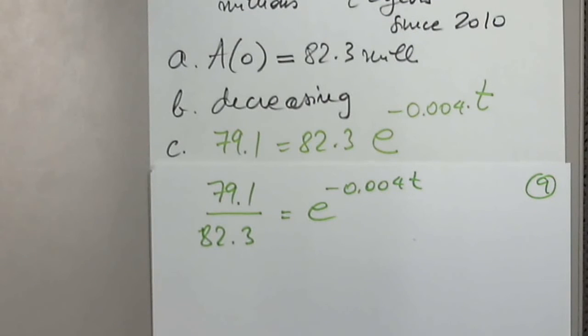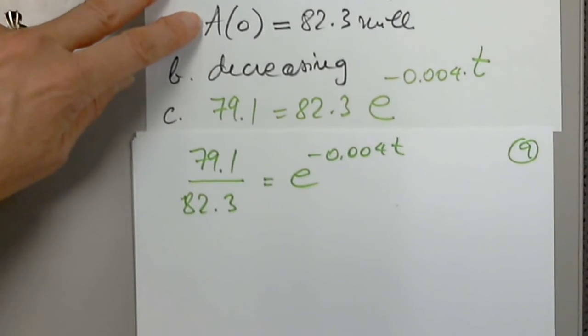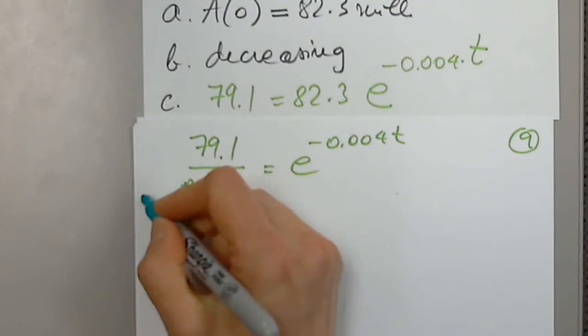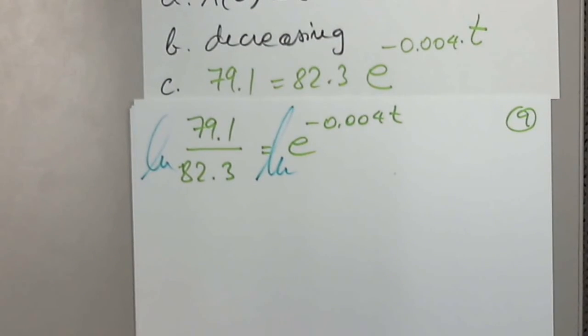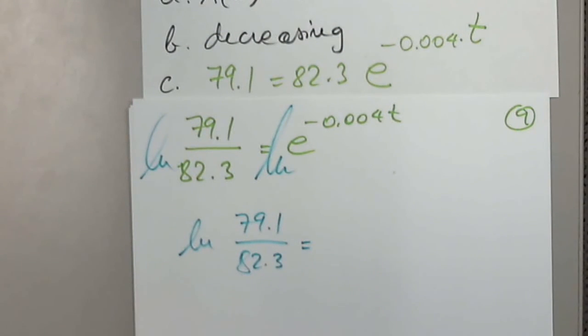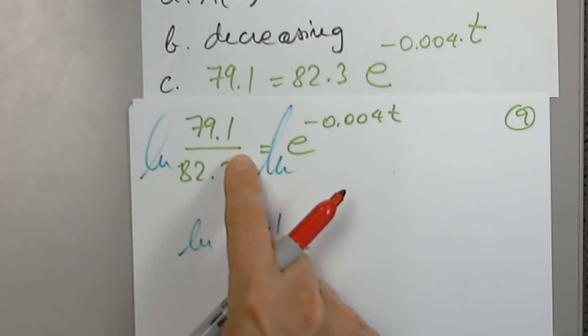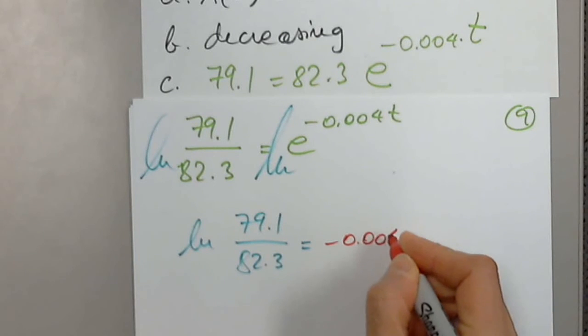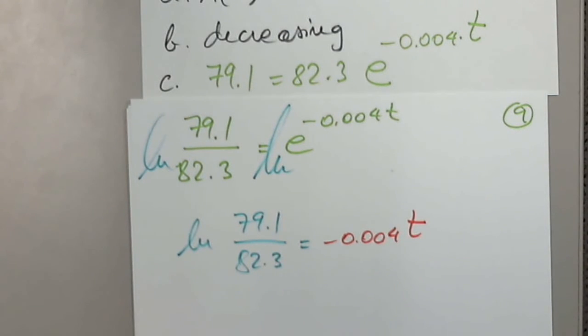And yes, now I can apply natural log, and I have to. So it's natural log on the left, natural log on the right. The left-hand side stays as natural log of 79.1 over 82.3. And what do I have on the right-hand side? I have to bring the power first. That's why I'm applying natural log, to bring the power in front. That's just times 1, right? And then times natural log e, which is 1.